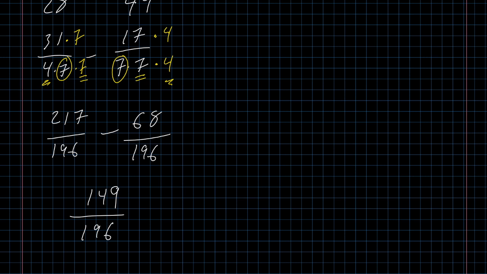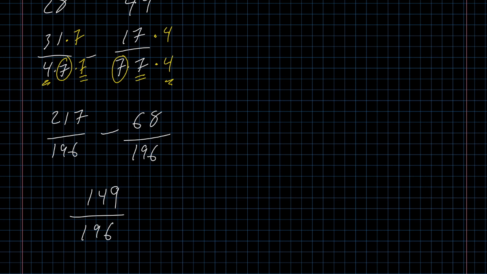Right, 196 is 4 times 7 times 7, and 4 itself factors to 2 times 2. So 2 and 7 are the only things we need to check. If I try dividing 2 into 149, I know it's not going to work because 149 is an odd number, and only even numbers are divisible by 2. 7 is a little bit trickier. I might want to go off and try the division.